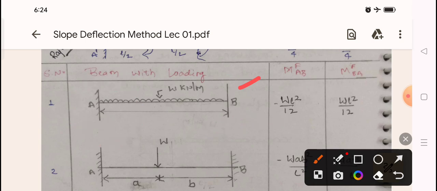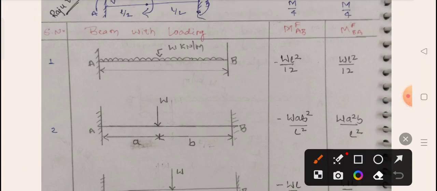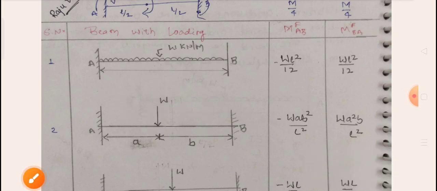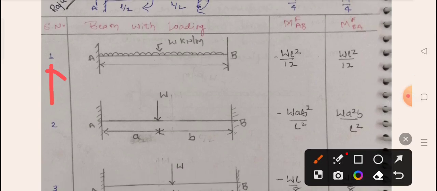Next, for the second case, whenever the beam is given with eccentric loading, eccentric point loading means the load is not acting exactly at the center. For example, if it is at 3 meter and at 4 meter, the load is not exactly at the center. For this case, what is the formula? The formula for this one is MFAB.